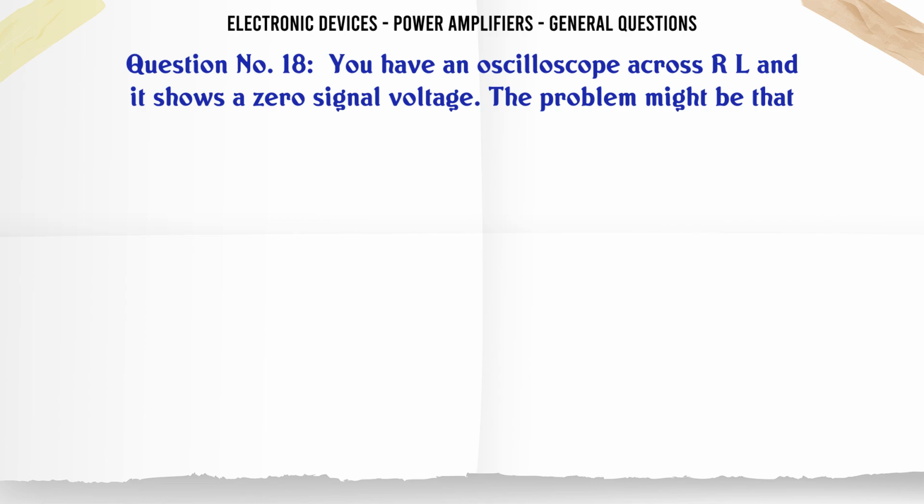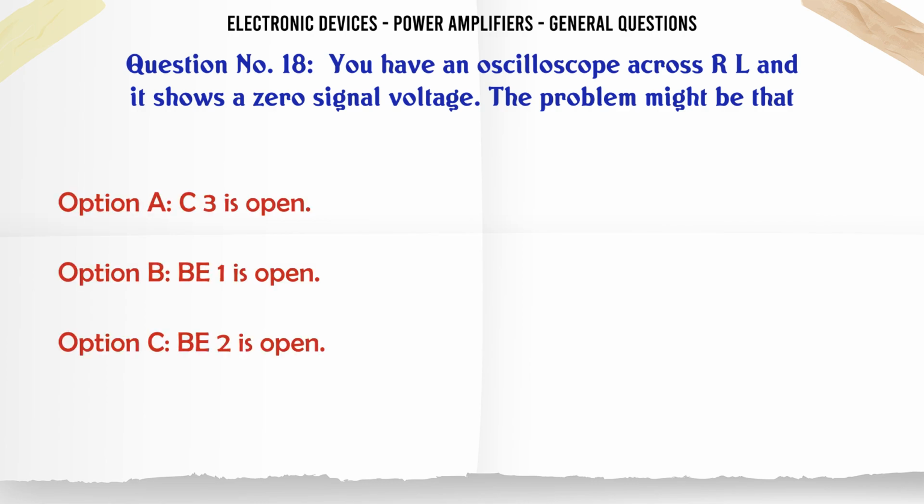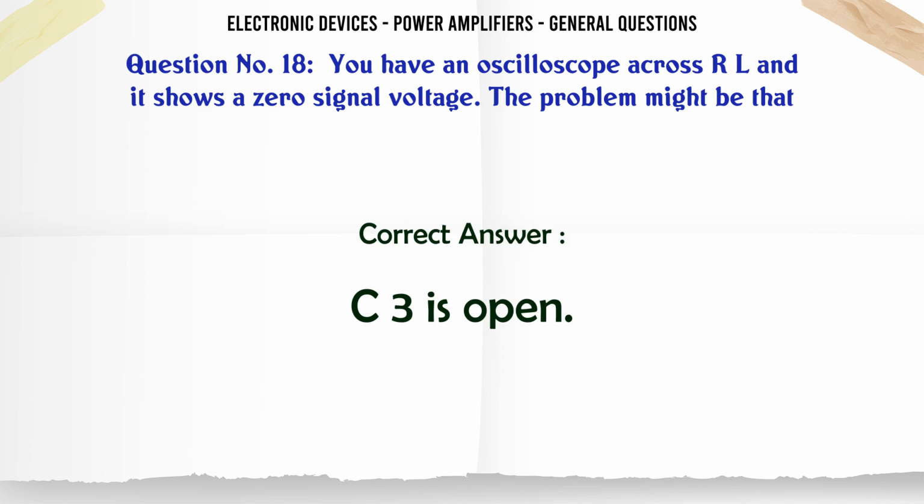You have an oscilloscope across RL and it shows a zero signal voltage. The problem might be that A. C3 is open, B. B1 is open, C. B2 is open, D. R1 is open. The correct answer is C3 is open.